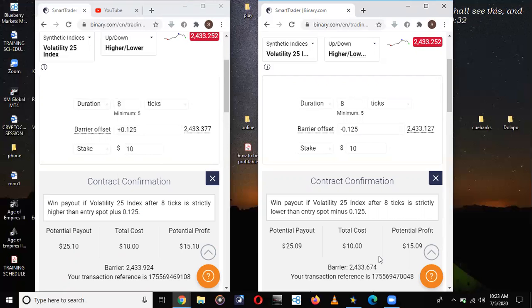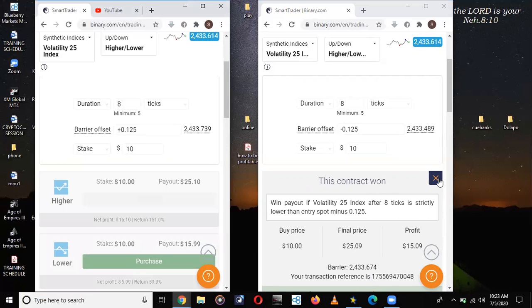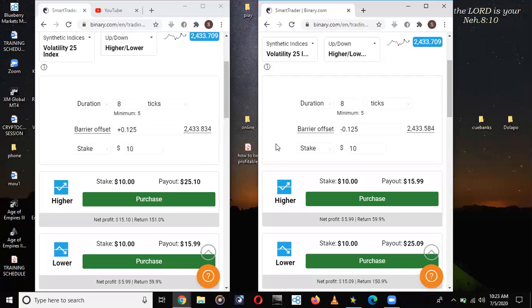Okay. So I think we should see the outcome of this. Okay, can you see this contract won, this contract lost? Our profit is $15. We lost $10. So our net profit is what, $5. So that's it. We won on this. So we've made about $10 profit now from just about five or six trades. So let's see if we can get another trade.